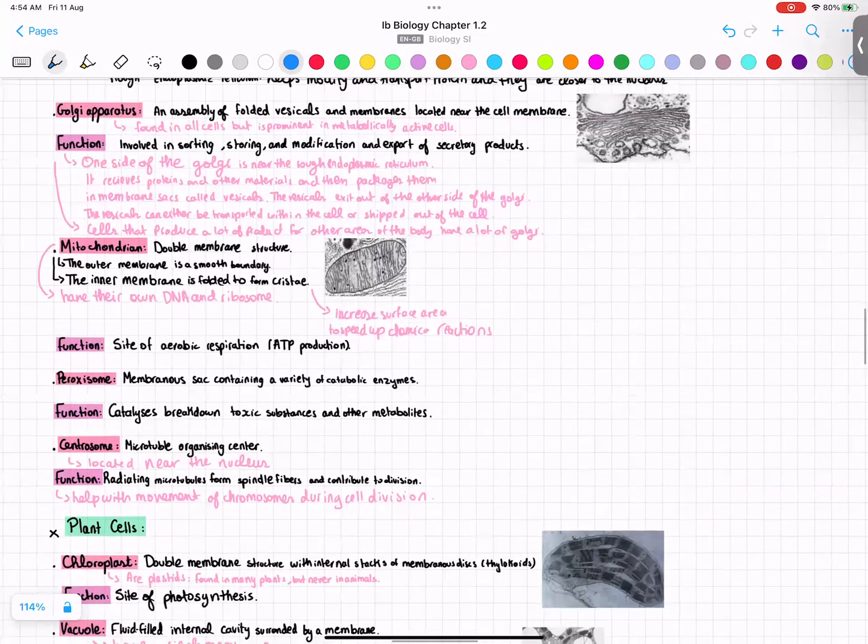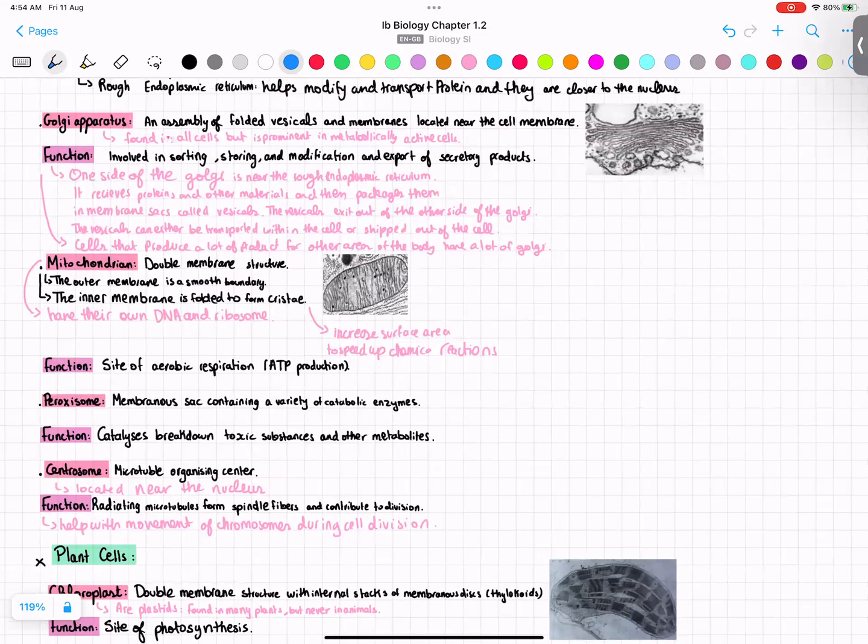Now we're going to be talking about the Golgi apparatus. The Golgi apparatus is found in all cells, but it is prominent in metabolically active cells. It's an assembly of folded vesicles and membranes located near the cell membrane. And that's why you'll see that the Golgi apparatus always has a folded membrane, especially in your biology books. And now it has many functions.